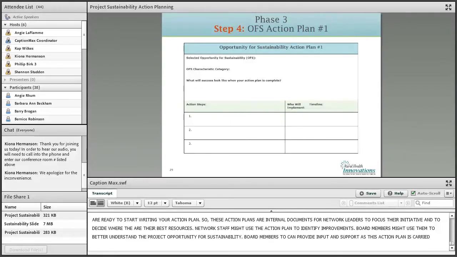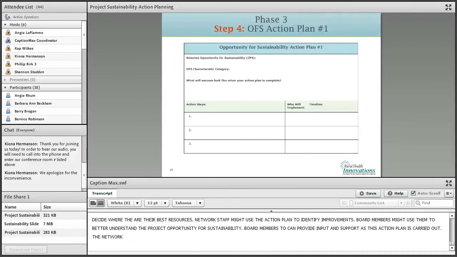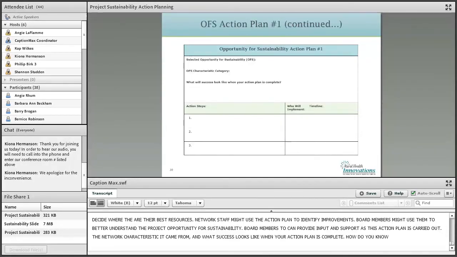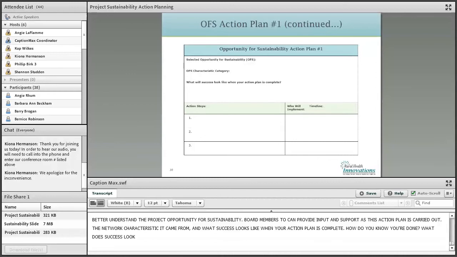On the template, you can see that the first section lists the opportunity for sustainability, the network characteristic it came from, and what success looks like when your action plan has been completed. So how do you know you're done? What does success look like?